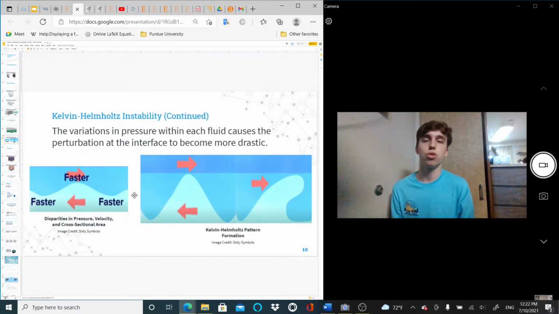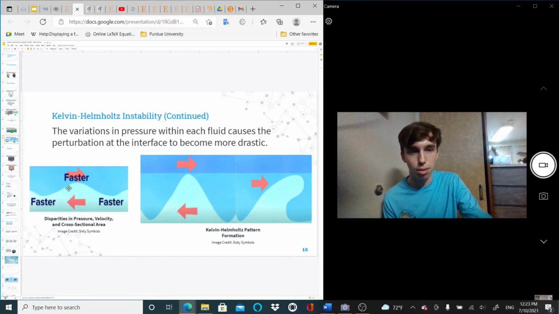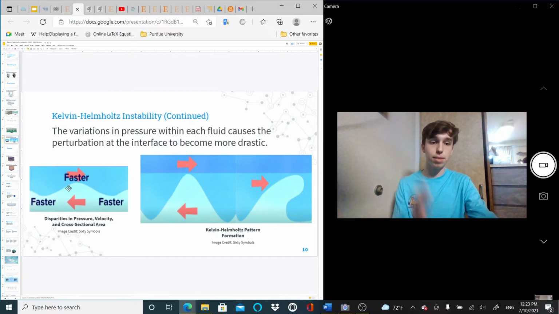And then according to a 2017 video featuring Professor Mike Merrifield, he gets deeper into why this occurs by, again, reiterating pressure differences and how this makes the perturbation more drastic. So as I mentioned earlier, the fluid naturally wants to move from a high pressure to a low pressure. So that's why the middle region of this bottom fluid is going to move up because it's moving to a lower pressure region, then it's going to curl in on itself.